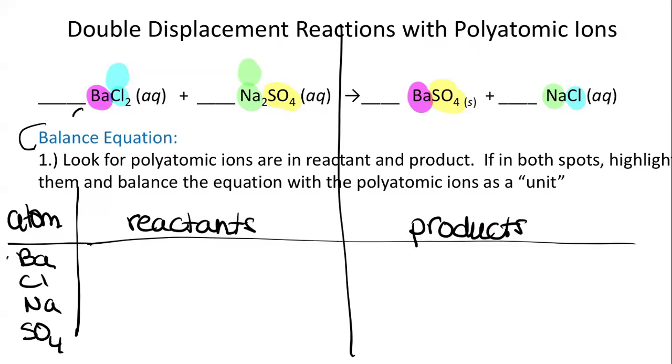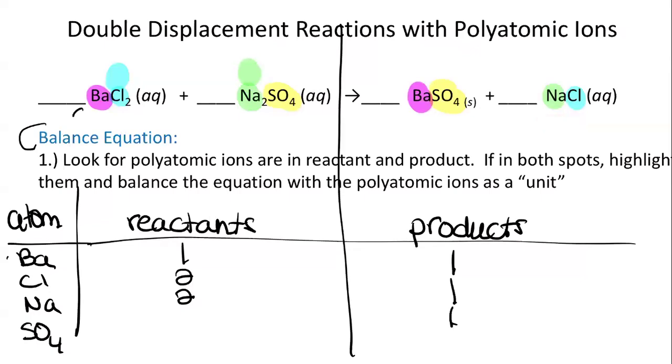So barium in the reactants, I have one, and just one in the products. Chlorine, I have 2 because of the subscript 2. And in the products, how many chlorines do you have? You should have told me 1. Sodium in the reactants, how many sodiums do I have? Well, I have 2 sodiums. And in the product, how many sodiums do you have? 1.